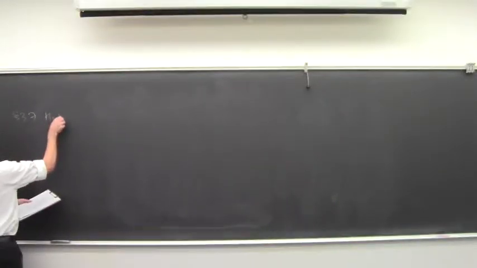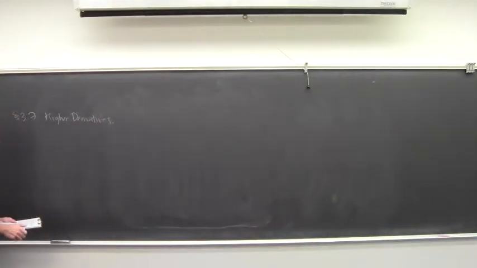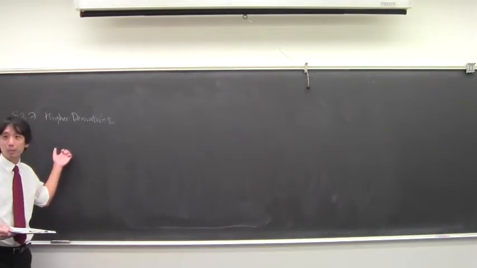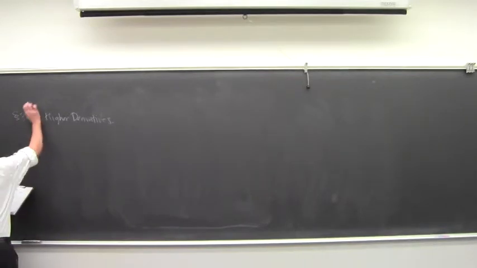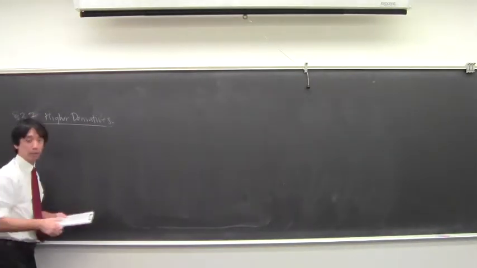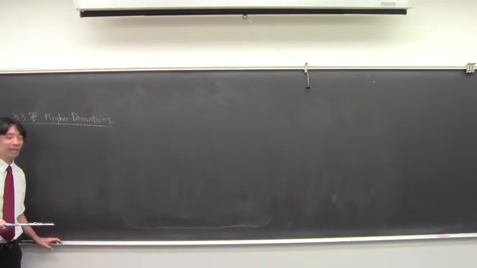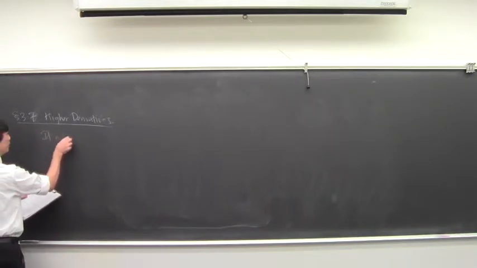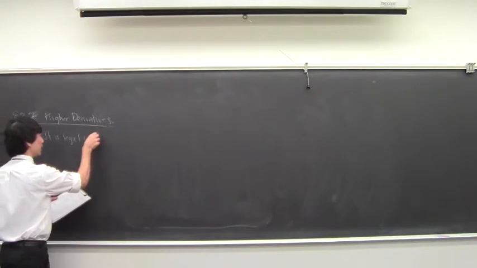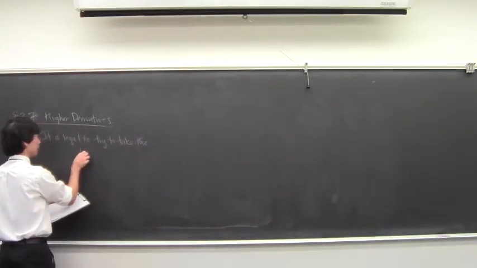Section 3.7 on higher derivatives is basically an empty section. There's almost no ideas in this other than the idea that you can take the derivative of a derivative. Okay, that's it, right? That it is legal to try to take the derivative of a derivative.